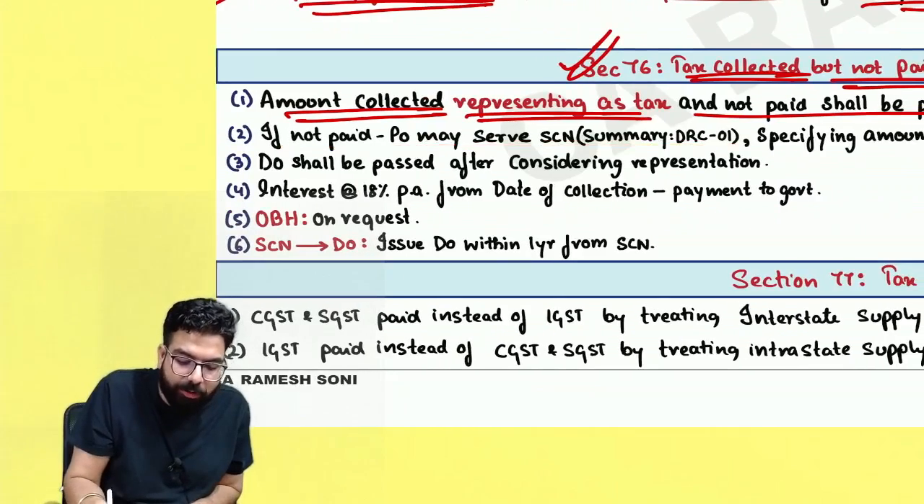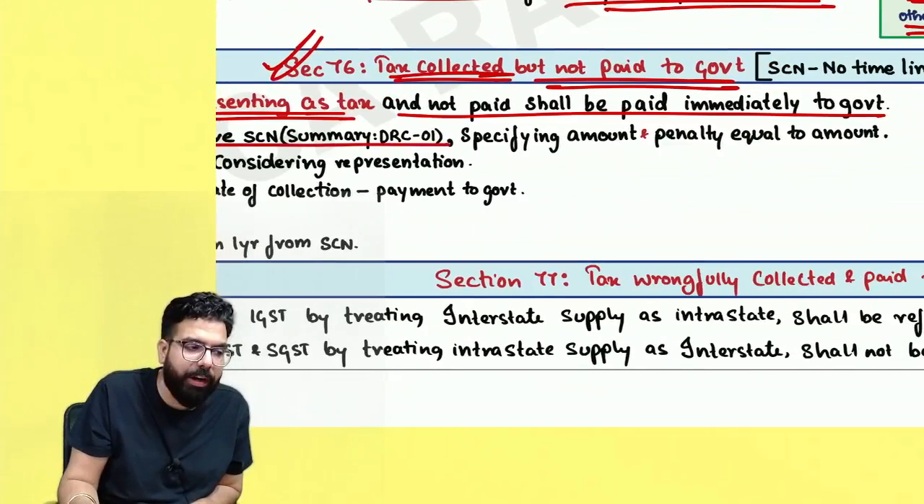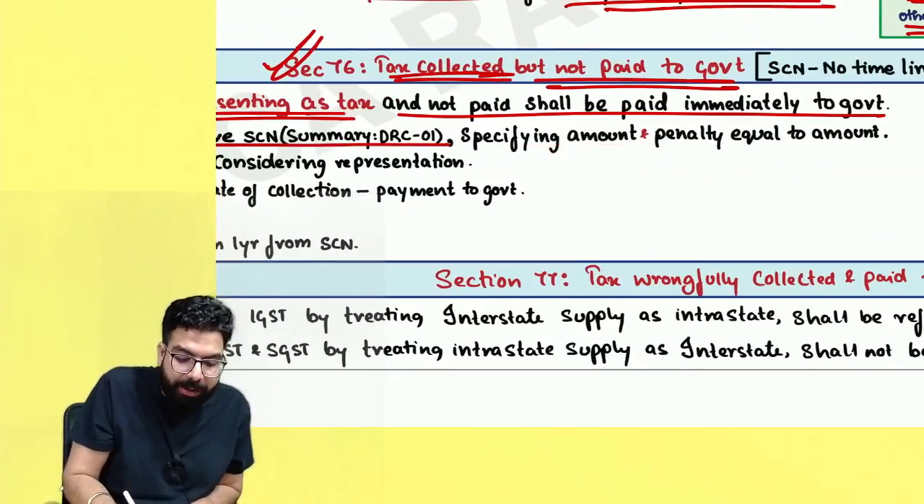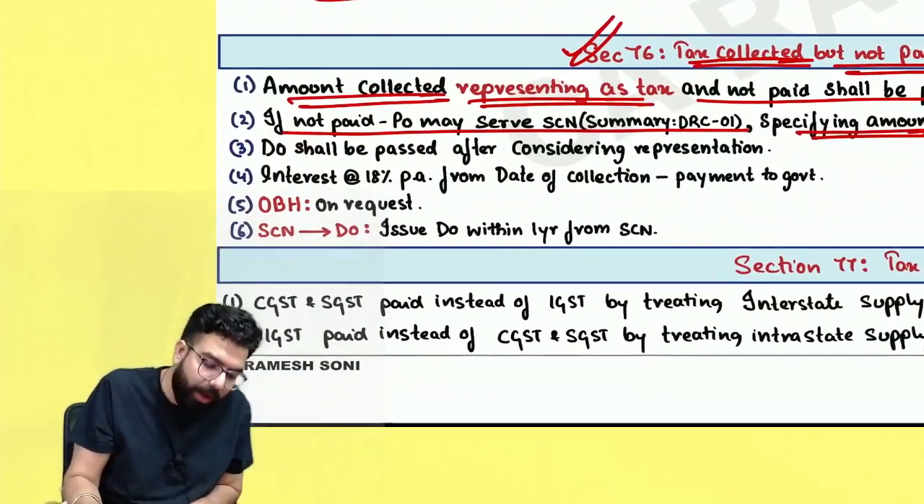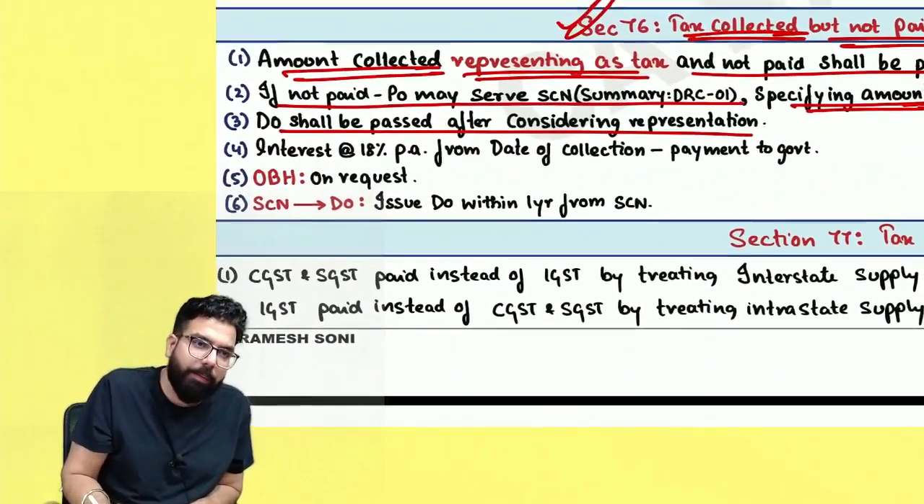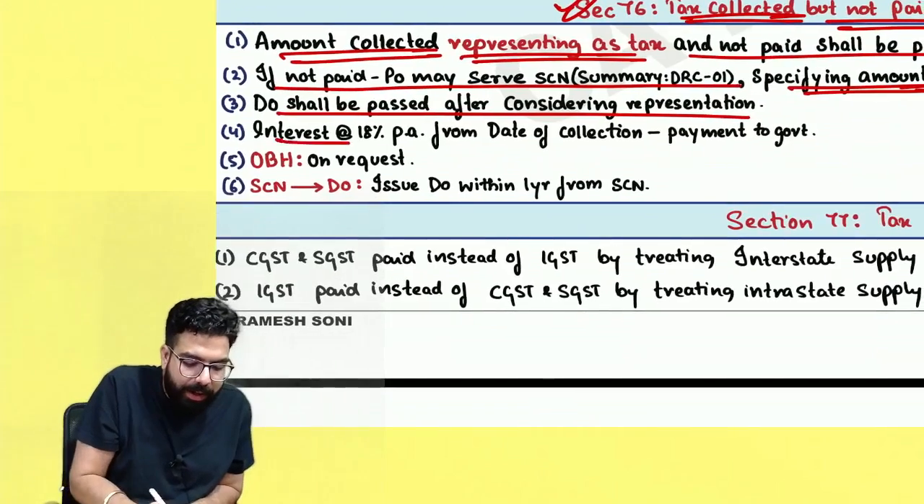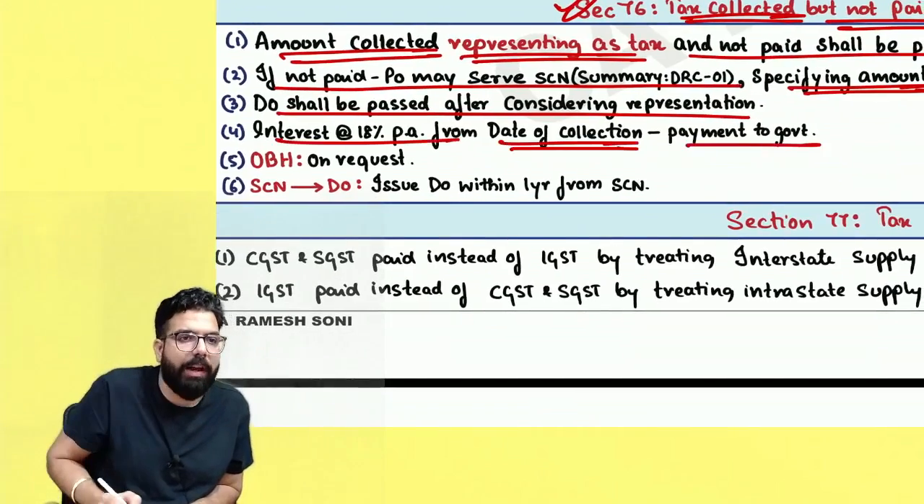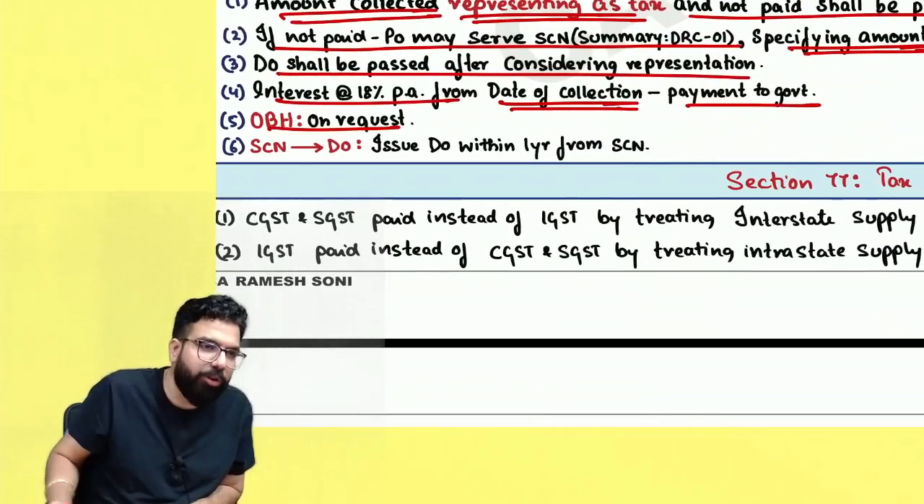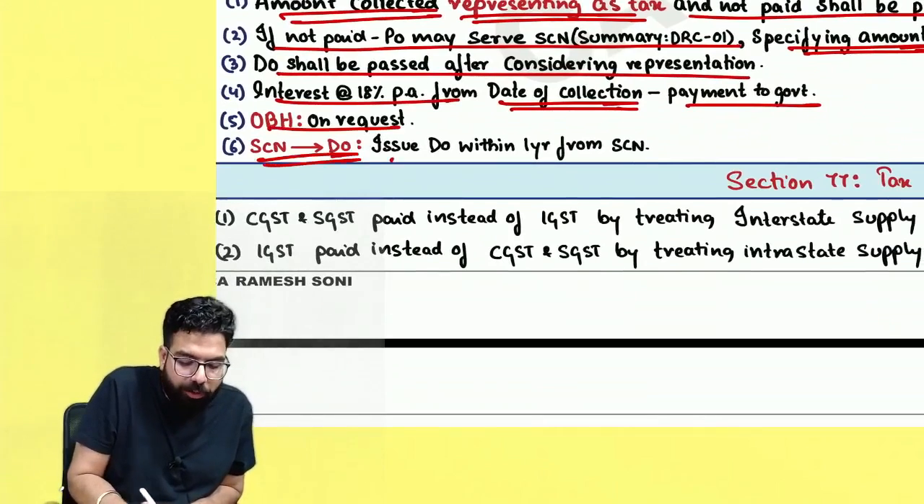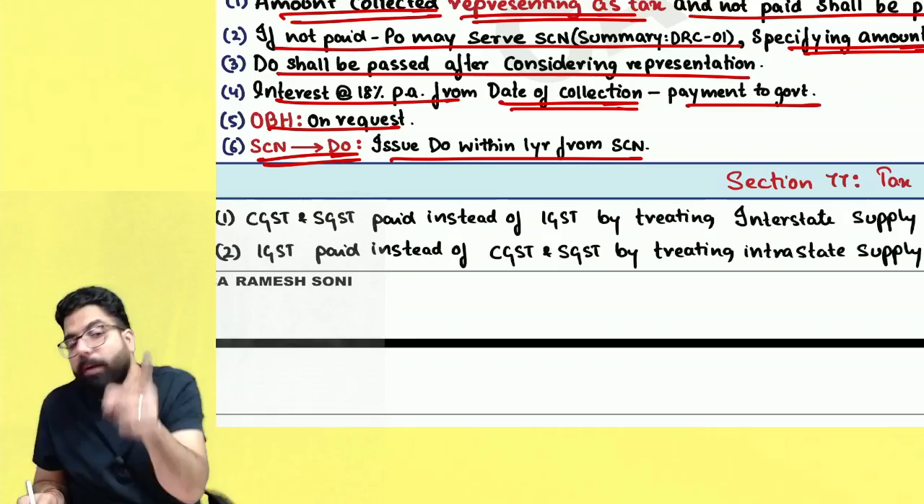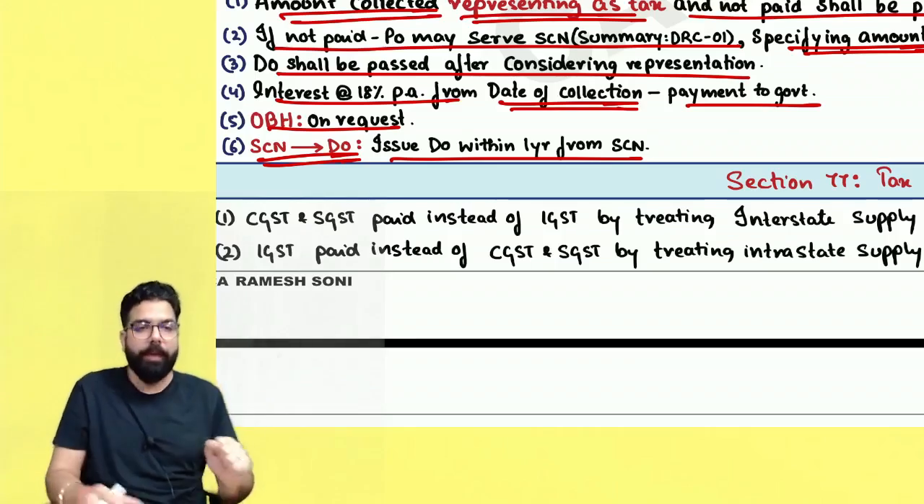If not paid, then show cause notice will be served. Summary will be uploaded in GST DRC 01 specifying the amount and the penalty equal to the amount. Demand order shall be passed after considering the representation, with interest at the rate of 18% from the date of collection till the date of payment to the government. Opportunity of being heard will be given. The time limit from show cause notice to demand order is 1 year, but to give the show cause notice there is no time limit. Done, sir.